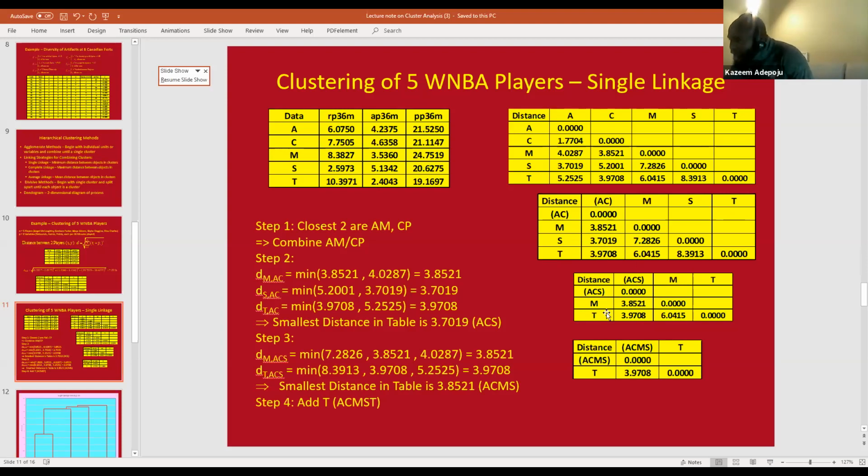And the moment you have this one now, what is the smallest here? 3.85, 3.97. Of course, it's this guy. It means I'm actually going to match ACSM. So if I do ACSM, then in my new table, I'm actually going to have ACMS and T. Look at that. I'm just going to put T. Okay. And automatically, it's going to be this guy here. And this is the final table. Do you understand that one now?